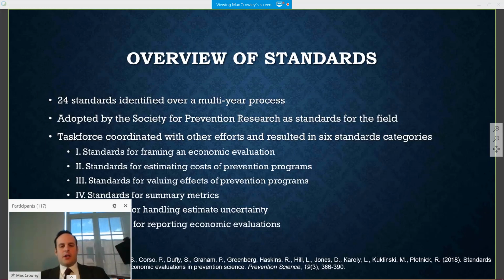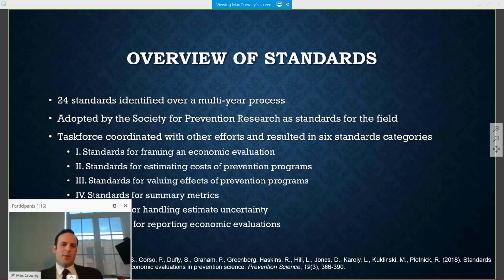So briefly, I just want to give a quick overview of these standards because I won't be able to discuss each standard in great detail, but instead I've chosen a couple to drill down into to give you a sense of the focus and a flavor of those standards themselves. I encourage everyone, when you have a chance, to take a look at the recent publication that came out about the standards last year, and that is an open access manuscript, so everyone should be able to access it for free.